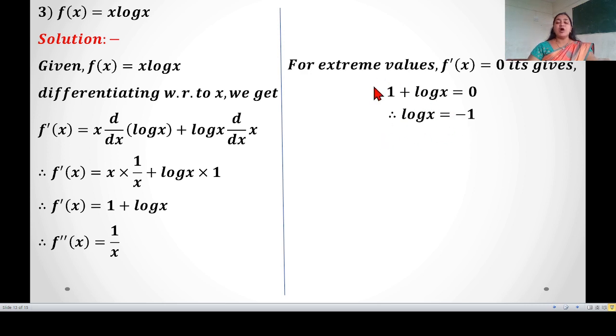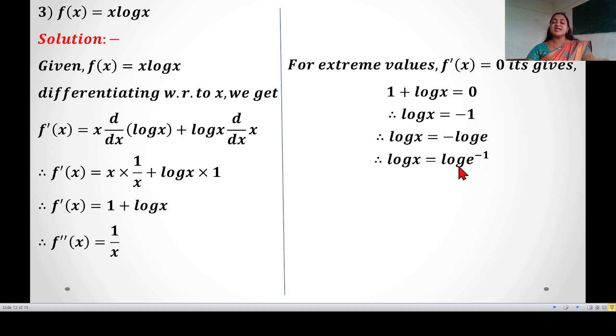Now in this equation here there is a log and here only a number. So this number we convert into a log term. Therefore log of x is equal to minus log of e, because here the base is e. So we know that log of e to the base e is 1. Next we apply the law of exponent: whatever power is here goes to the reciprocal, so it goes to the power of e. So therefore log of x is equal to log of e raised to minus 1.